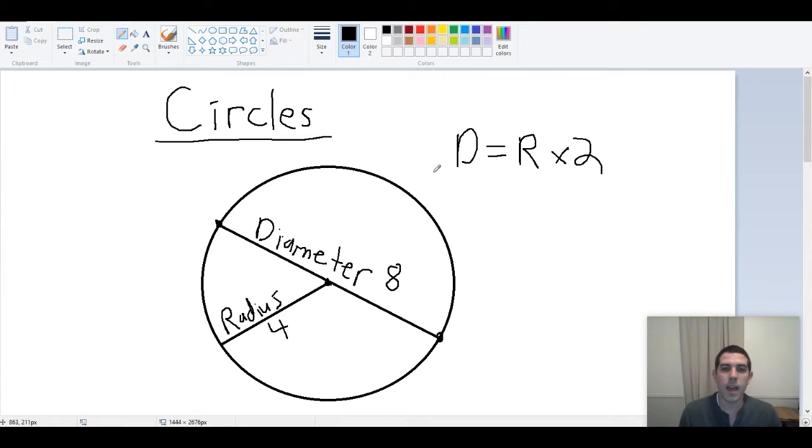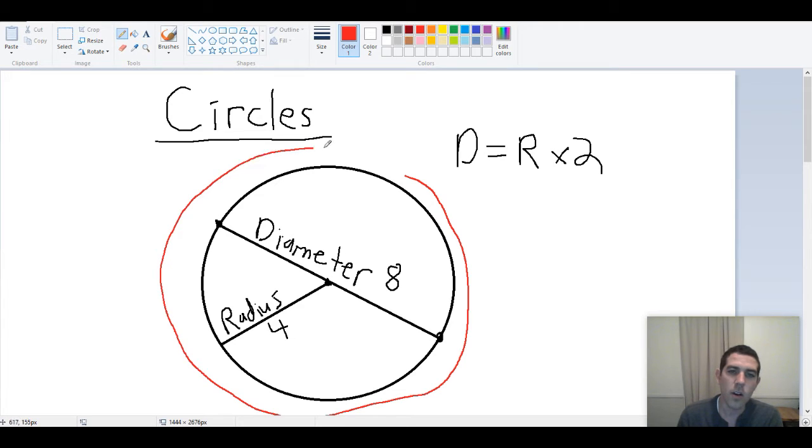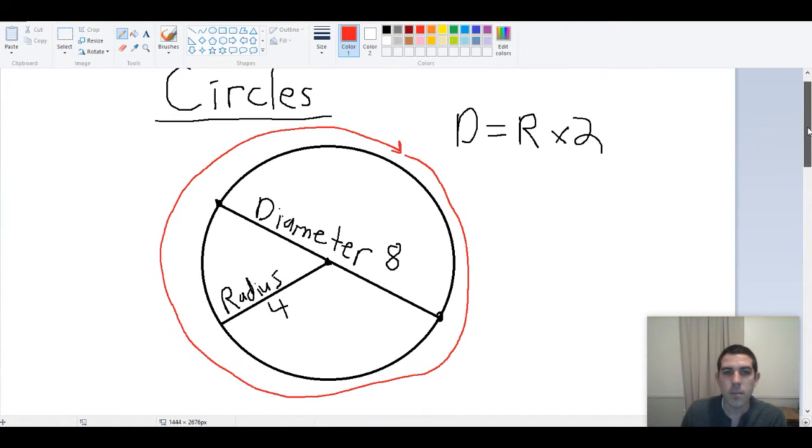Now, what other parts do we have of this circle? Well, there's how far around the circle we can go. I'm going to use a different color here. What is this distance going all the way around? Not only can we measure that distance around a circle, but it has a name. The name for this is circumference. The circumference goes all the way around the circle.